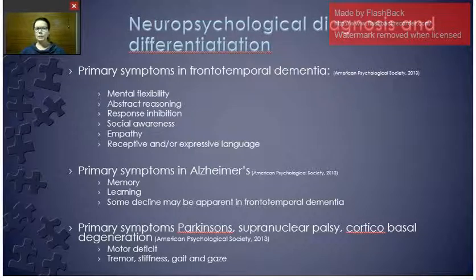I'll now walk you through some of the neuropsychological tests that we use in diagnosis of frontotemporal dementia, looking at how we use testing and imaging in differentiating other disorders as well.